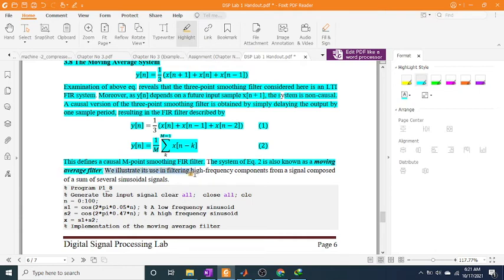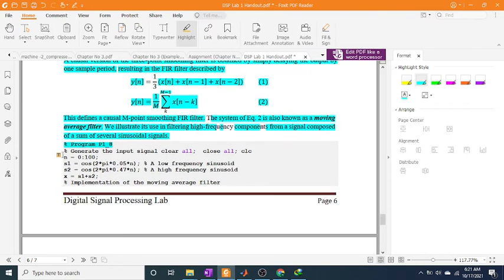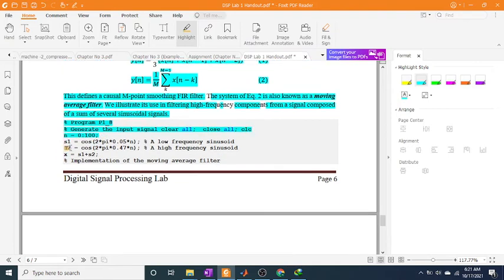We illustrate its use in filtering high-frequency components from a signal composed of a sum of several sinusoidal signals. Program P1_8. Generate the input signal. clear all, close all, clc. n = 0:100; s1 = cos(2*pi*0.05*n); % a low frequency sinusoid. s2 = cos(2*pi*0.47*n); % a high frequency sinusoid. x = s1 + s2.